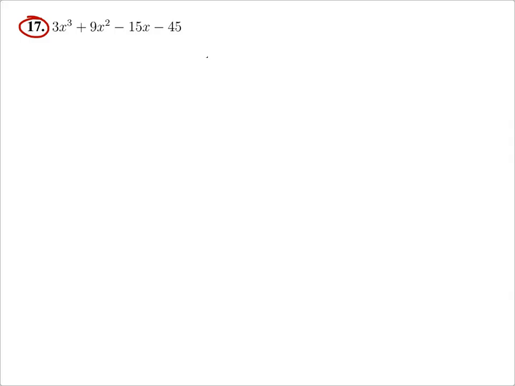Well, as before and as always, one should look for common factors that one can factor out of the entire polynomial before you do any of the hard work. And in this case, a 3 can be factored out of the entire polynomial. And that's nice because it reduces all of the numbers.